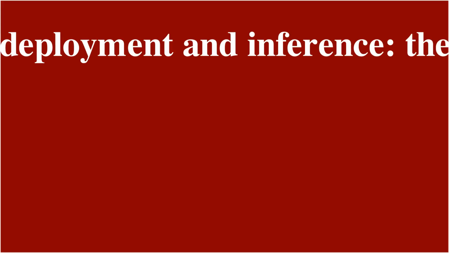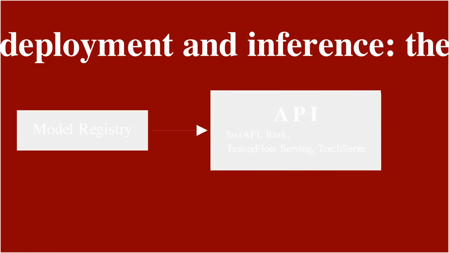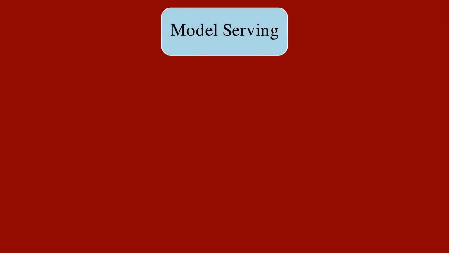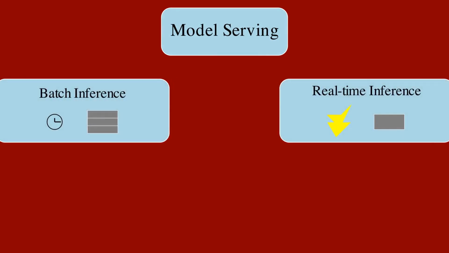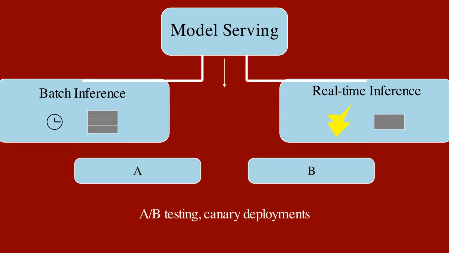Your model is trained, now let us make it useful. Model serving. How do you expose your model to users or other applications? Often via a REST API, for example, FastAPI, Flask, TensorFlow Serving, TorchServe. Batch versus real-time inference. Batch: processing large datasets periodically, for example, daily recommendations. Real-time: providing predictions instantly. For example, fraud detection, search autocomplete. This demands low latency and high throughput, often involving microservices, caching, and autoscaling.